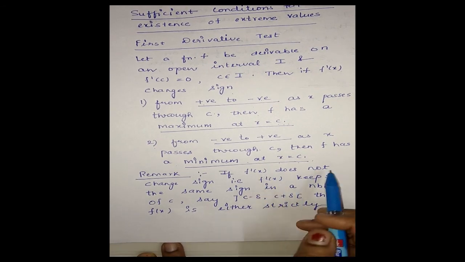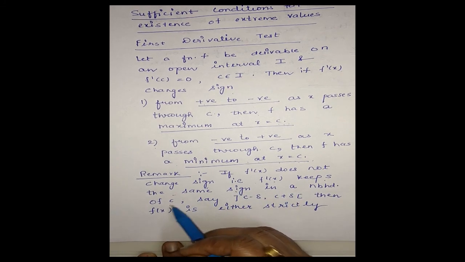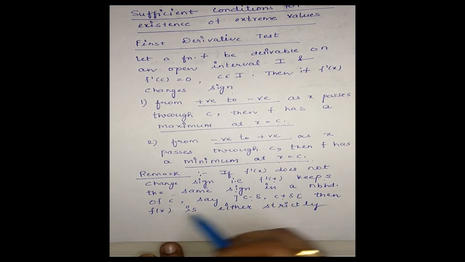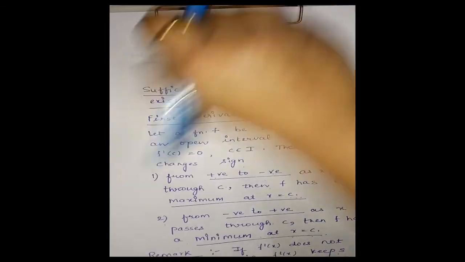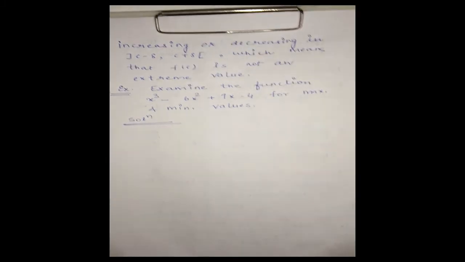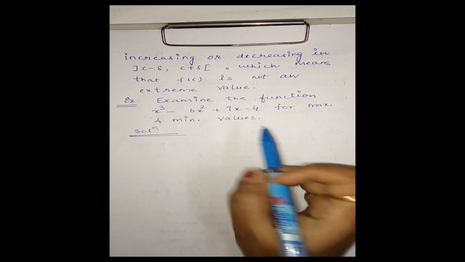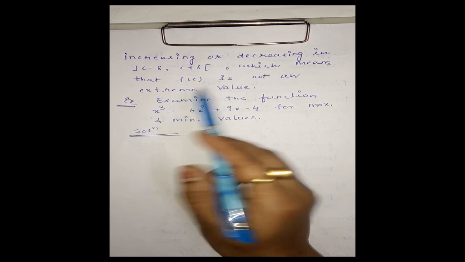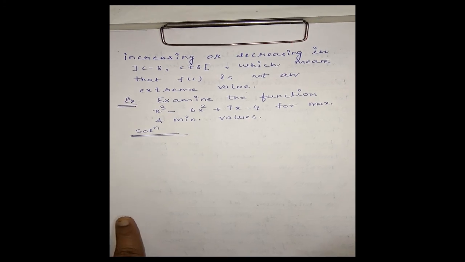If f'(x) does not change sign, that is, f'(x) keeps the same sign in a neighborhood of c, that is the open interval (c − δ, c + δ), then f(x) is either strictly increasing or strictly decreasing in the interval (c − δ, c + δ). Which means f(c) is not an extreme value; it is neither a maximum value nor a minimum value, if it does not change its sign.